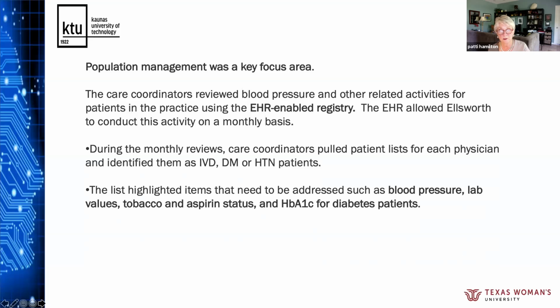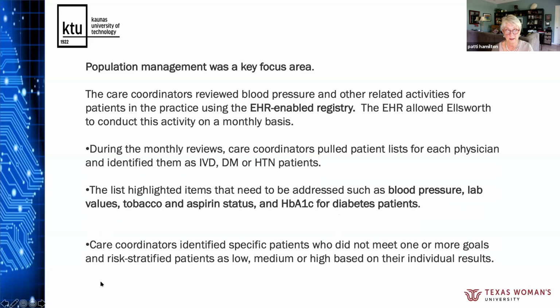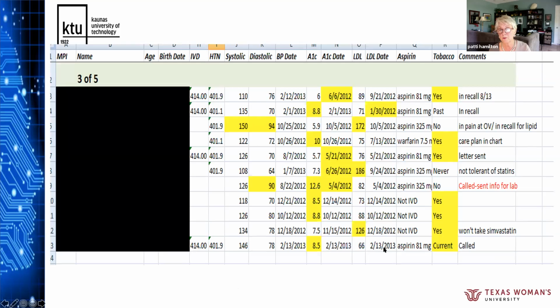And I'll show you what the data look like, because you'll see that with this registry and this data that were pulled from the electronic health record, they were looking at blood pressure, lab values, tobacco and aspirin use, and A1C for the diabetes patients. They also stratified people by risk factors and by those who were most likely to make a change because they had had success in controlling, say, their A1C levels or stopping smoking. I'll say more about that in a minute. But here's what the registry reports would look like.